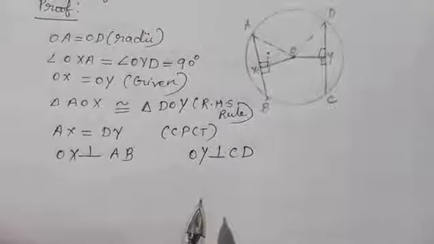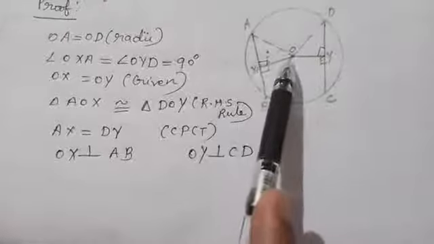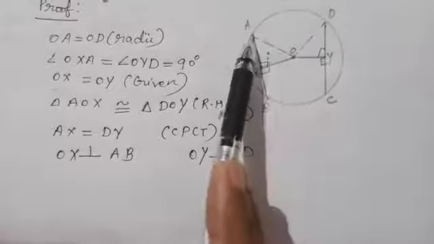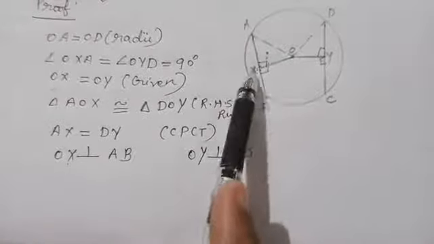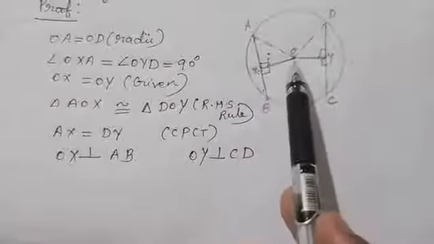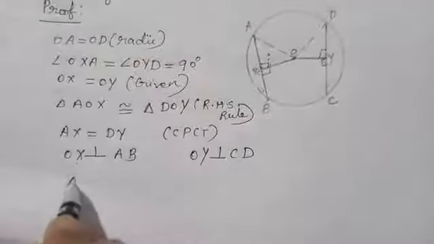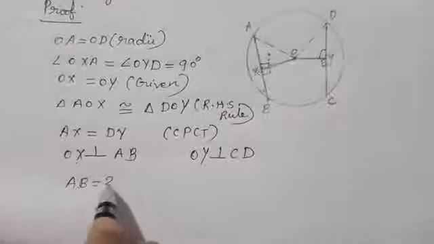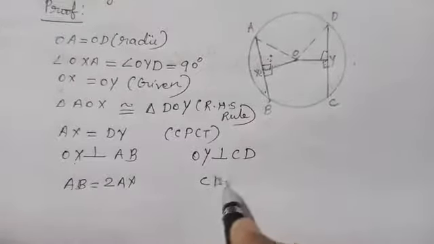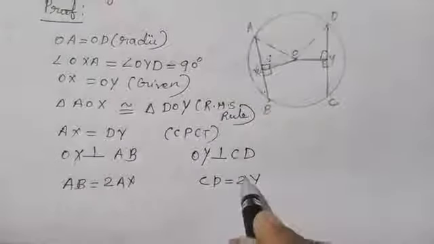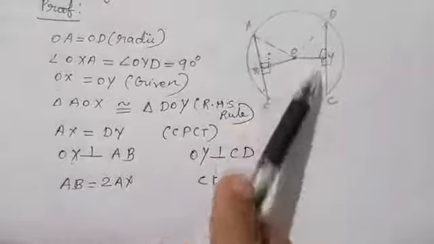Perpendiculars from the center to the chord bisect the chord. That means OX bisects AB and OY bisects CD. That is, AB is equal to 2AX and CD is equal to 2DY. That is, both are equal.